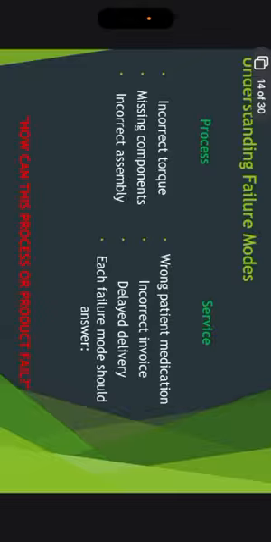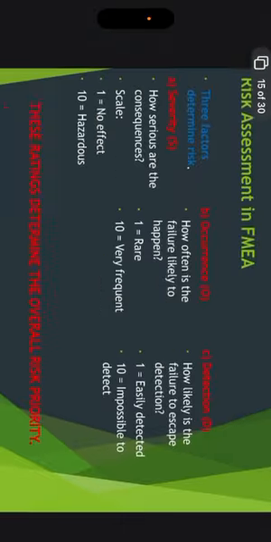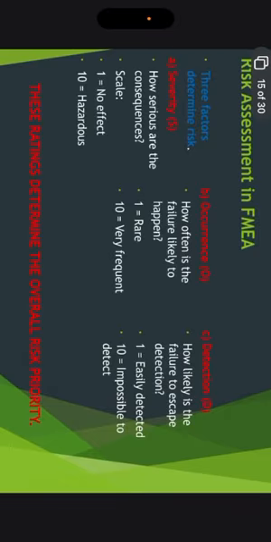Each failure mode should be answered. You must answer, how can this process or product fail? That is the question. Risk assessment in failure modes and effects analysis: there are three factors that determine risk. 1, we talk about severity. 2, we talk about occurrence. And 3, we talk about detection.